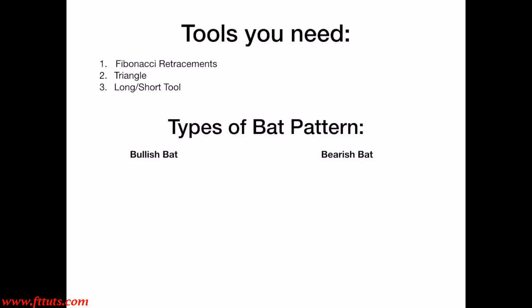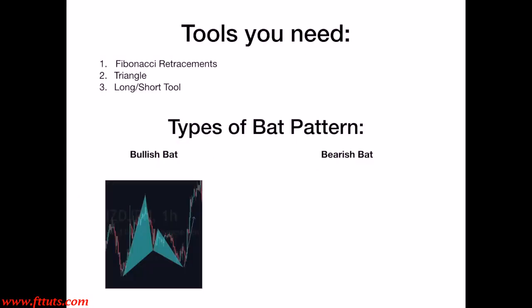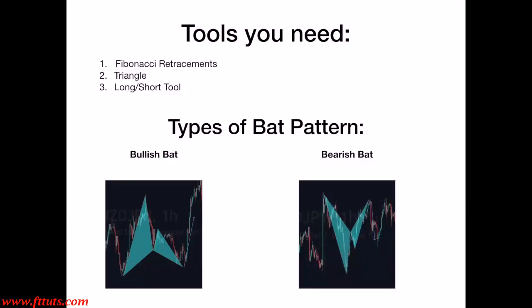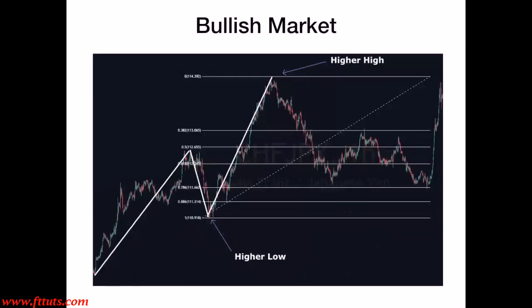And these are the two types of patterns. There's a bullish bet and there's a bearish bet. So a bullish bet would look something similar to this, whereby obviously it's a bad pattern, an advanced pattern that will give us a signal to the upside, and a bearish pattern, obviously it's the same but vice versa, that gives us a signal to the downside.